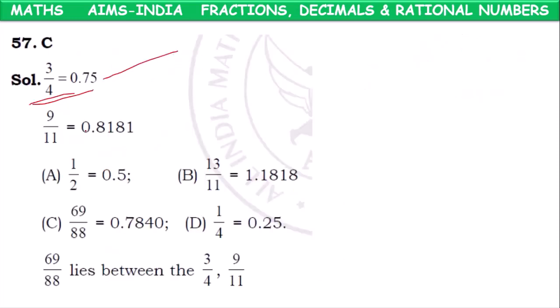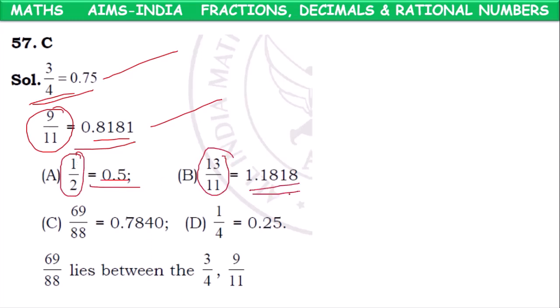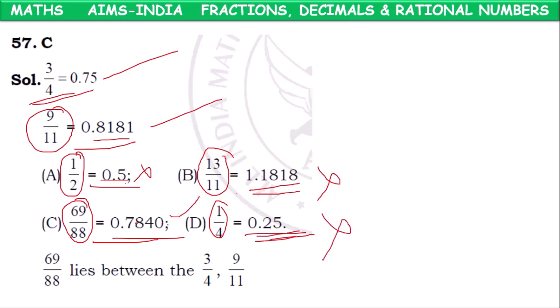Three by four value 0.75, 9 by 11 value 0.8181, option A value 0.5, 13 by 11 value 1.1818, option C value 0.78, option D value 0.25. Now, between 0.75 and 0.81, 0.5 does not lie, 1.18 does not lie, 0.78 lies, 0.25 does not lie. So, 69 by 88 will lie between 3 by 4 and 9 by 11 according to the options.